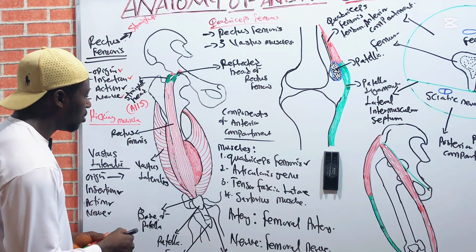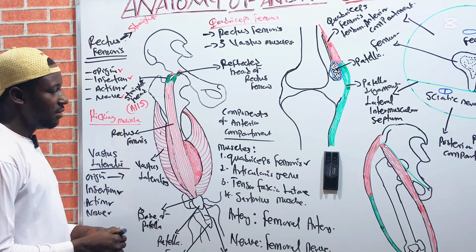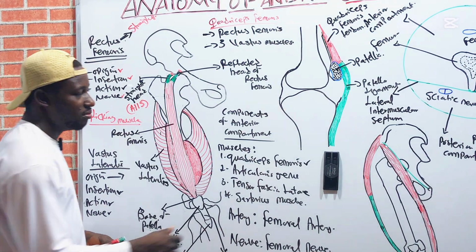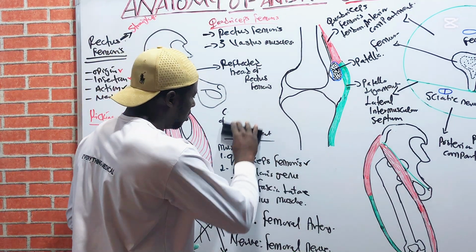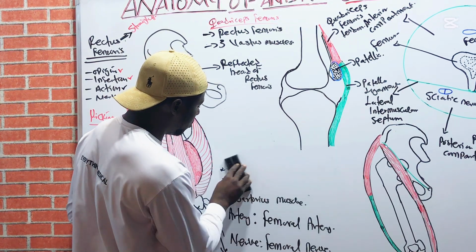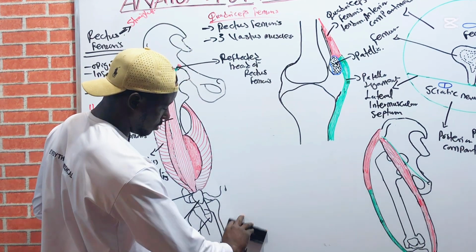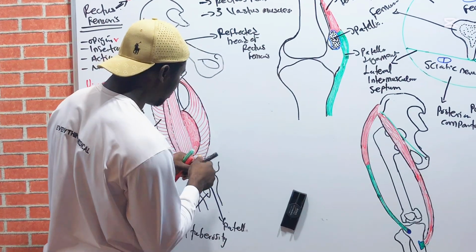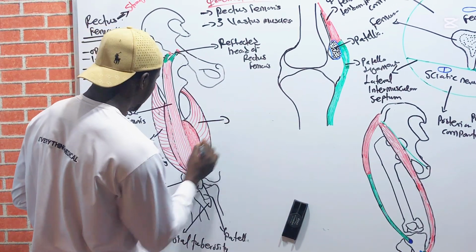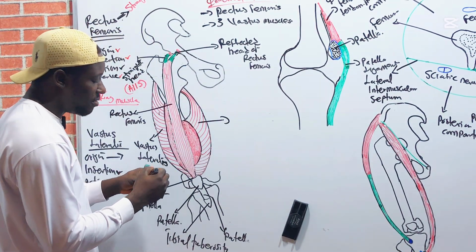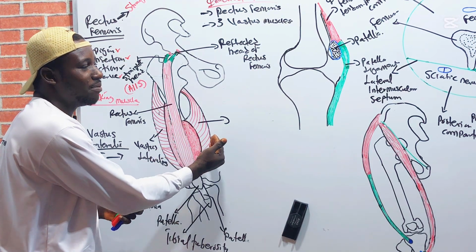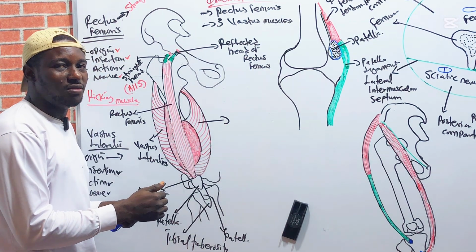Okay. The next muscle that we'll be discussing is the vastus medialis. Here is the vastus medialis. Why is it called medialis? Because it is located at the medial aspect of the anterior compartment of the thigh.